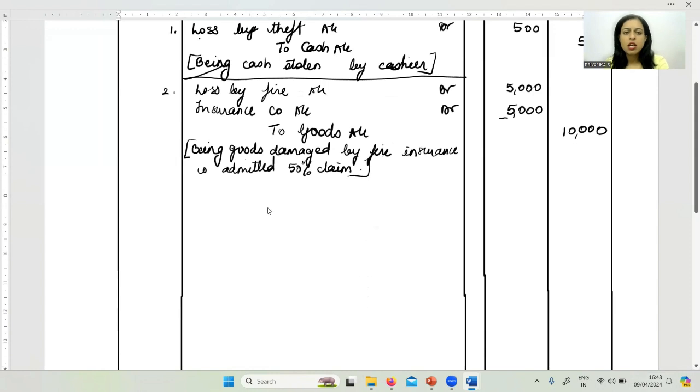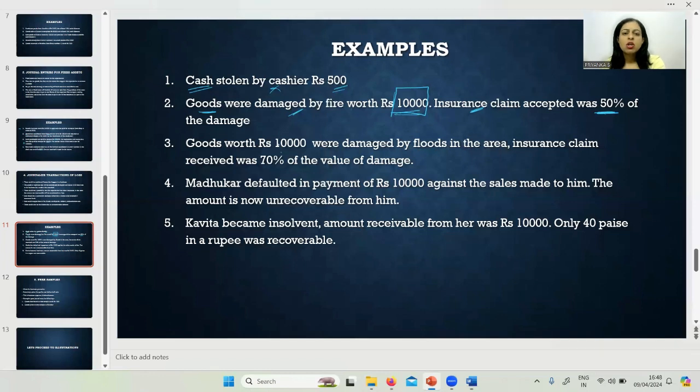Second transaction is done. Now let's proceed to the third transaction that we have here. Third transaction says goods worth 10,000 were damaged by floods in the area and insurance company claim received was 70% of the value of damage. Now here there is a slight change. If you see, insurance claim received, got it? Any time it is said insurance claim has been received, that means it is not recoverable. Insurance company's name need not be written. What you need to write here will be the amount received in the form of cash or bank.